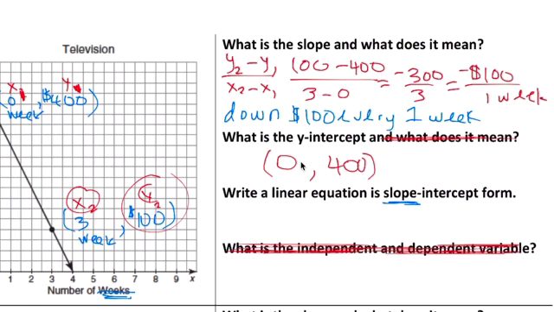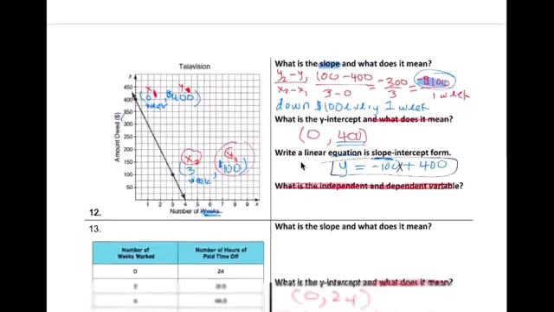Write an equation in slope-intercept form. Equation is equal, so y equals, slope is -100. This is our slope. Our intercept is 400. Oh, sorry, that's plus 400. And slope always gets the x next to it.